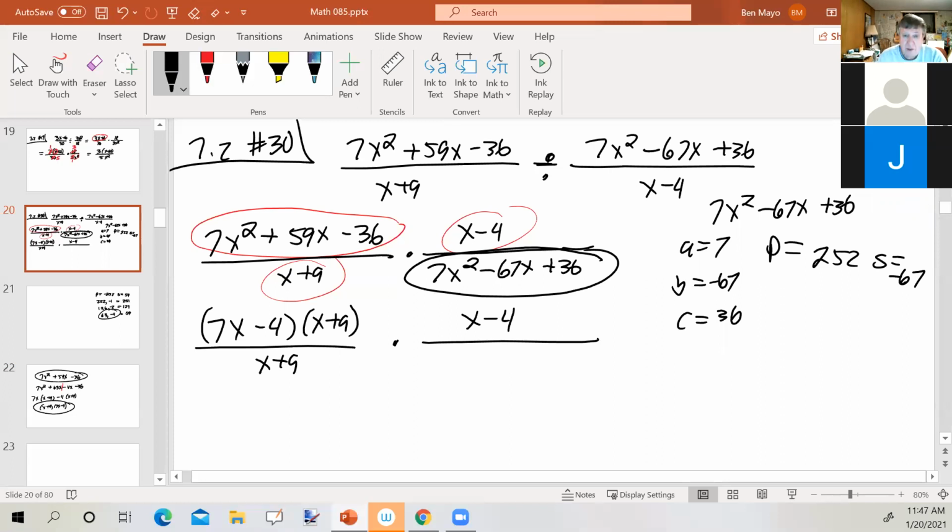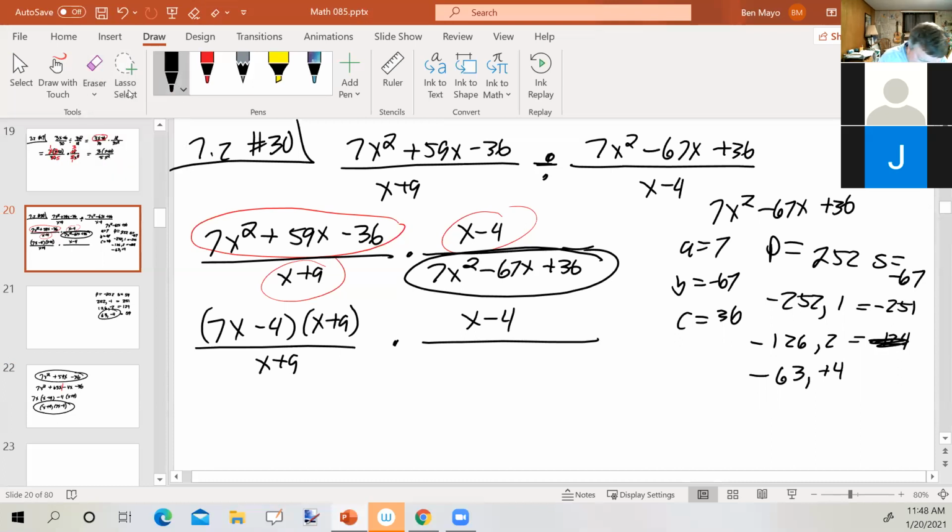So, oh, now my sum is negative, which means my bigger number is negative. So I'm going to go negative 252 and positive 1, which is negative 251. Negative 126 and positive 2, which is negative 124. Negative 63 and positive 4. I've messed up. Here's what I've done, okay? If it's going to be a positive product, both numbers have to be positive or both numbers have to be negative, don't they? Yeah.